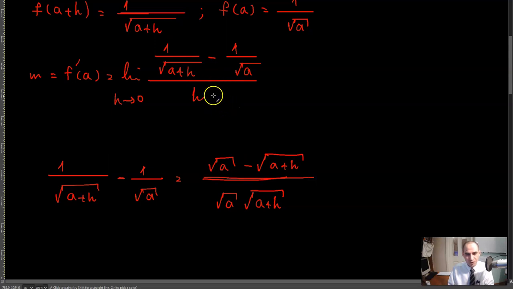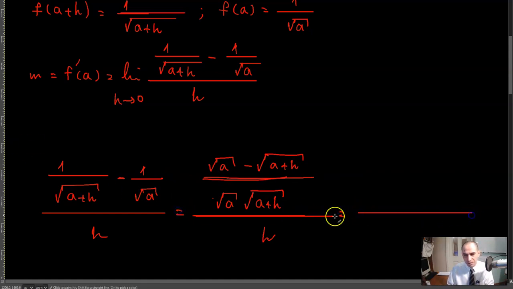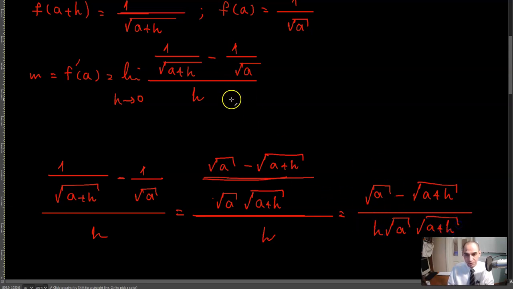And then if you divide this whole thing by h, that would be this times the reciprocal of h, which means that h goes to the denominator. It becomes the square root of a minus the square root of a plus h, over h times the square root of a times the square root of a plus h, right? So this is essentially the simplified version of your fraction.